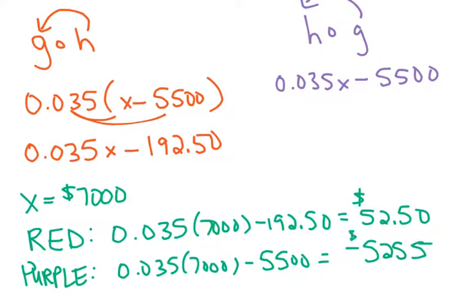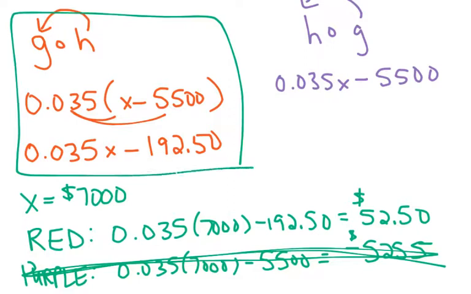Oh, really? You owe them money back? I think not. So what that ends up telling me is that this is the only composition that actually works. Even though you can do the composition both directions, it turns out that the red one actually works. It's going to tell you what your bonus is. The purple one says you owe them money. You don't owe your company money.